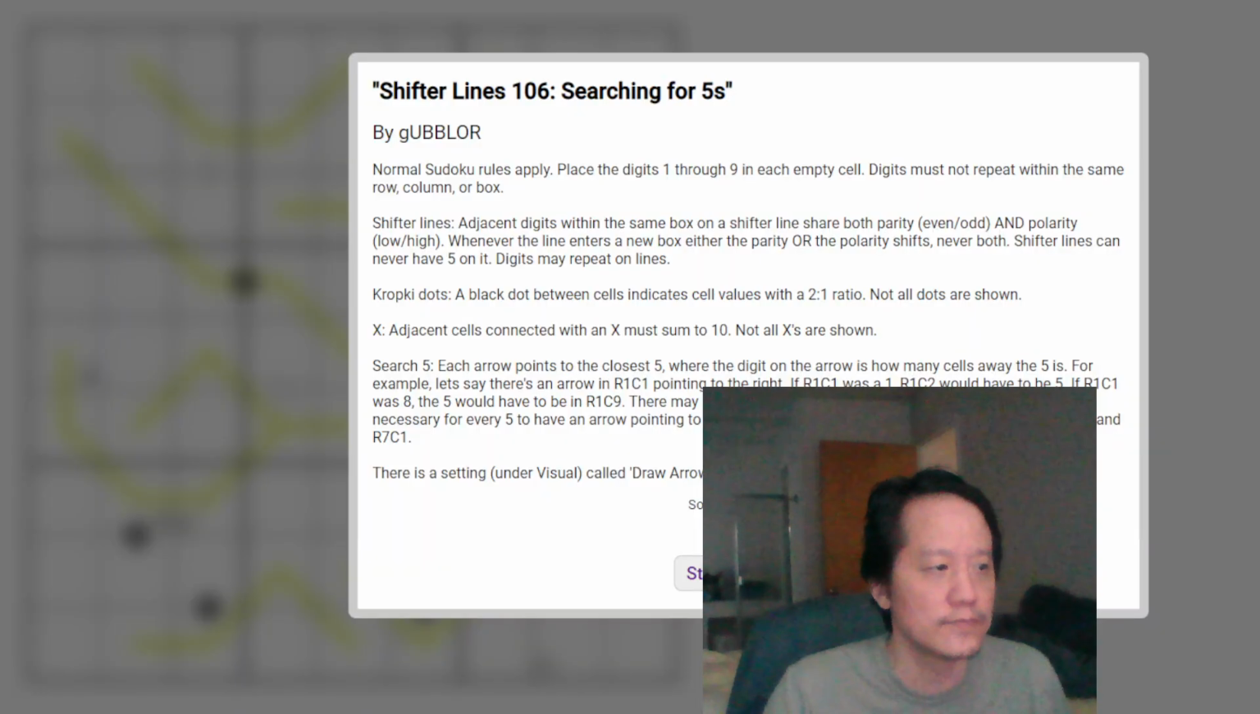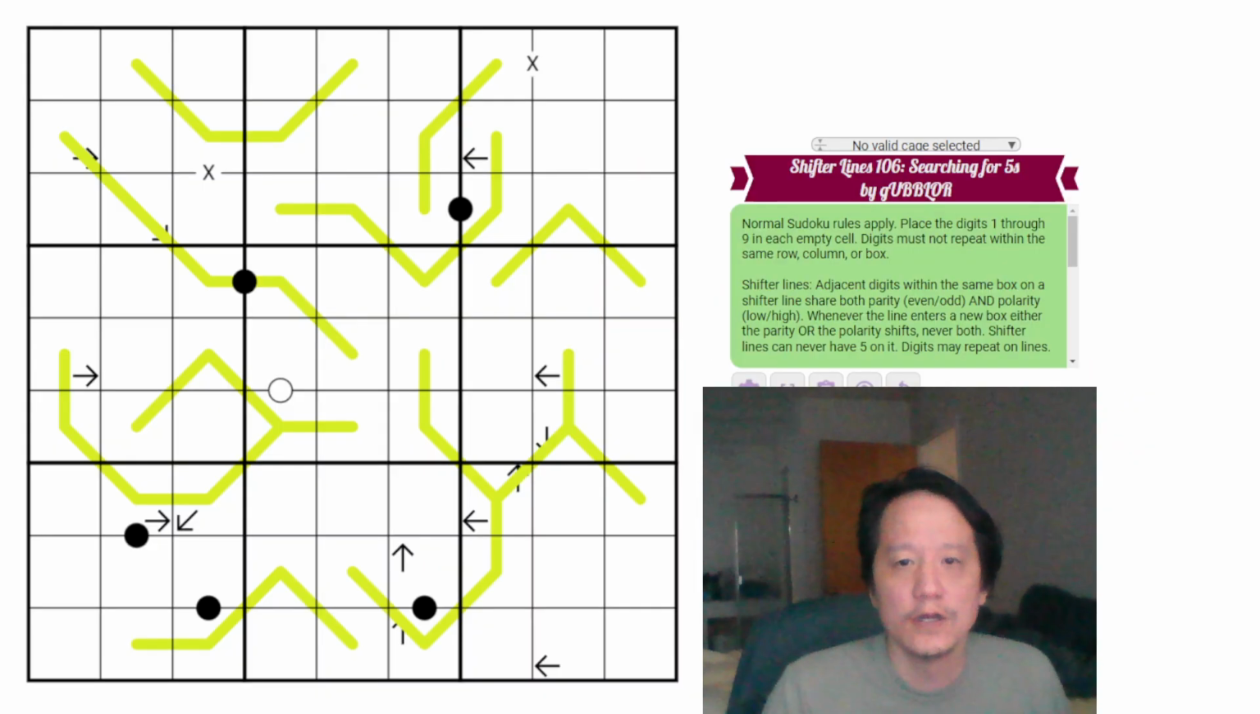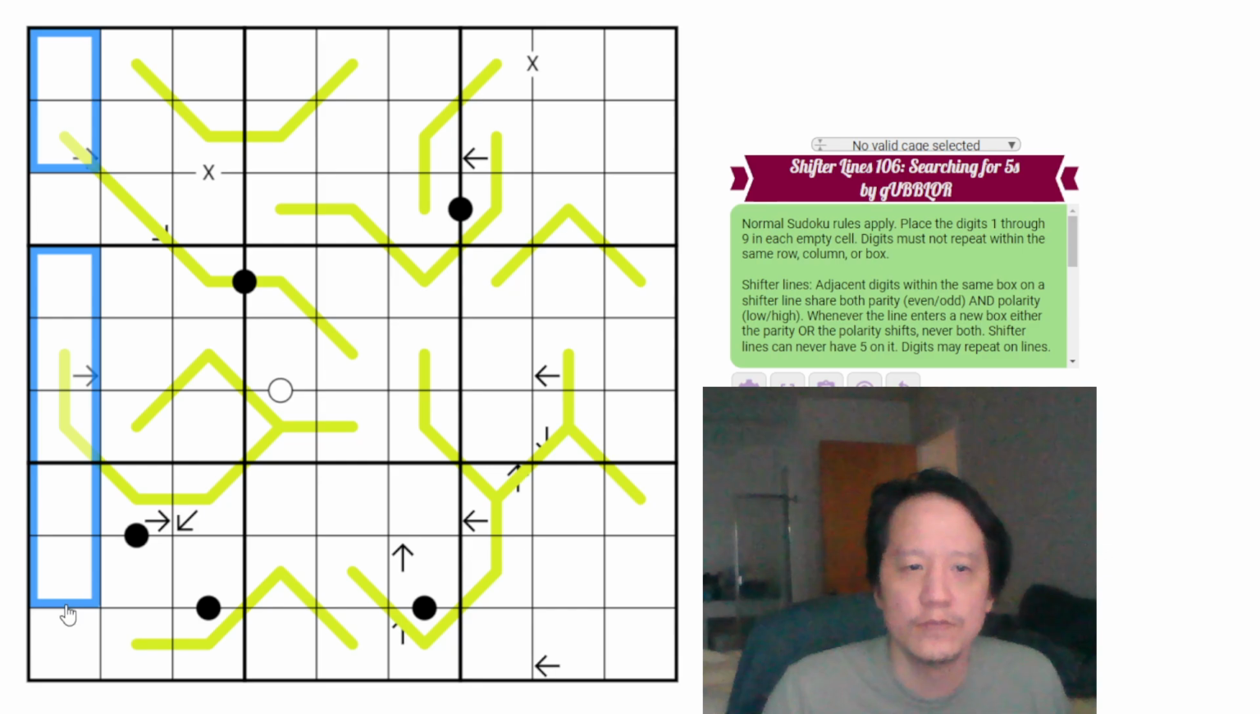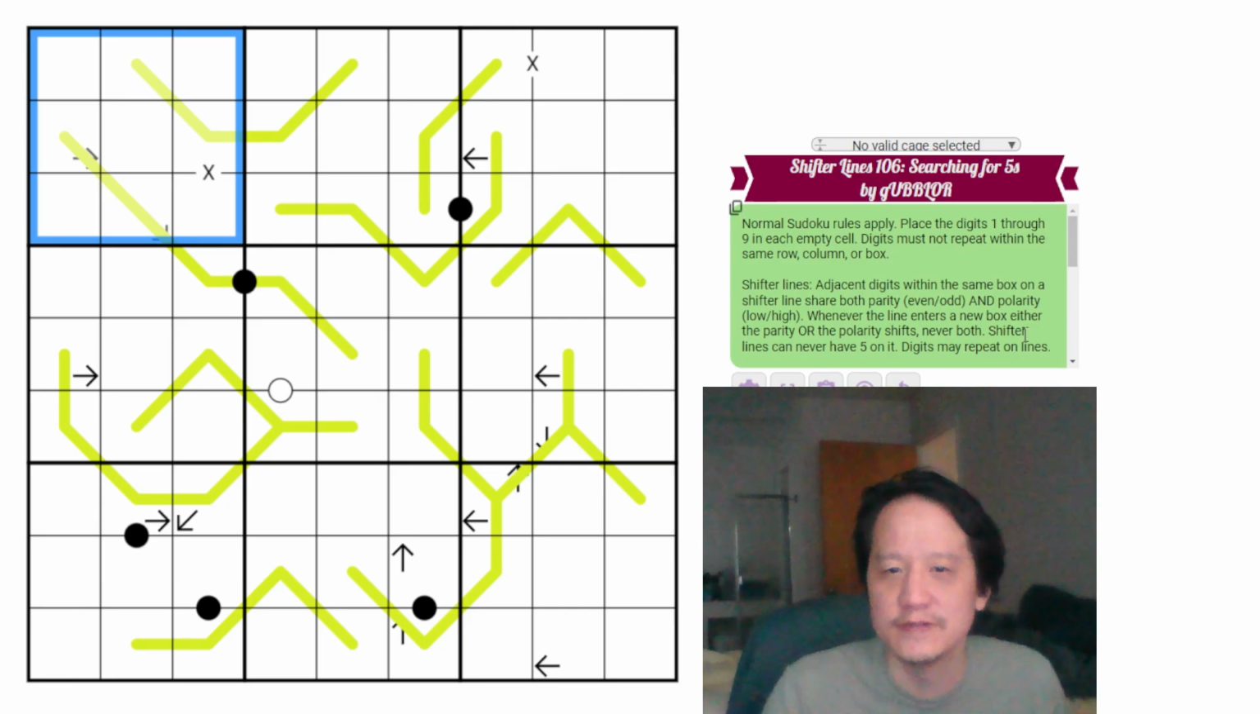Now, onto the puzzle. Okay, the puzzle is called Shifter Lines 106 Searching for 5 Seconds by Goobler. Normal Sudoku rules apply. Place the digits 1 through 9 in every empty cell, which means digits must not repeat within the same row, column, or box. Okay, that's one way of putting it.